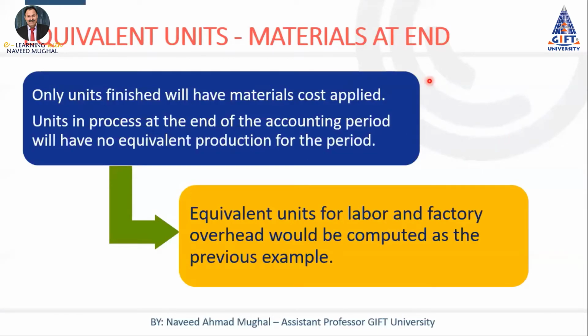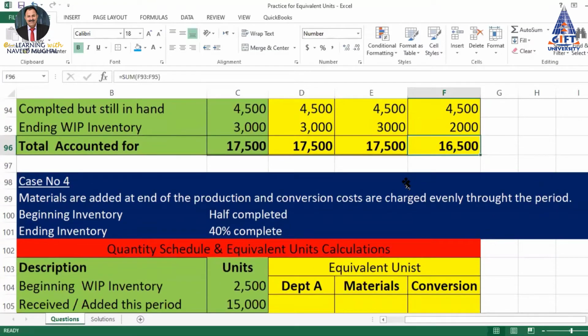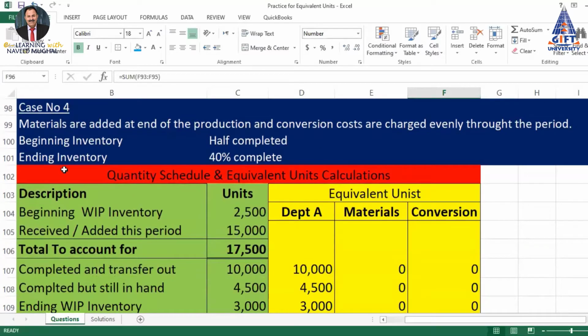Let's have a better understanding with the help of illustrative problems and various options for calculation of equivalent units. What about the fourth scenario? Fourth scenario, materials are added at the end of the production. Here is the end of the production case. How will we treat it when this statement is given in our question?